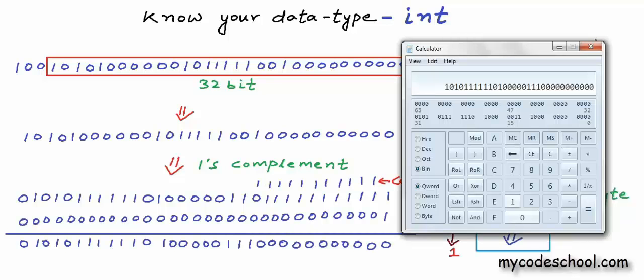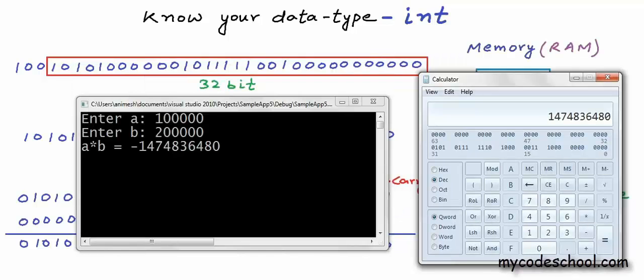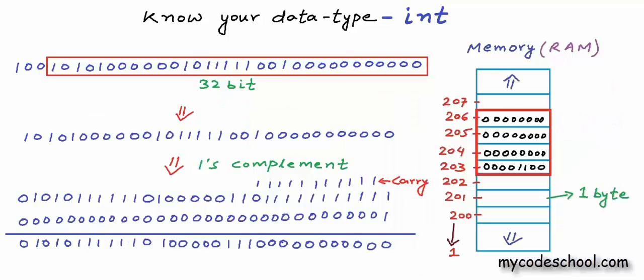Now I have opened my calculator and I've selected binary here so I can enter a binary value, and I've entered this value, and now I'll convert this to decimal, and I'm getting 1474836480. This is the magnitude of our negative value. So if you can see, because of the overflow, the result that got printed was the value of the rightmost 32 bits. I hope this is making some sense.